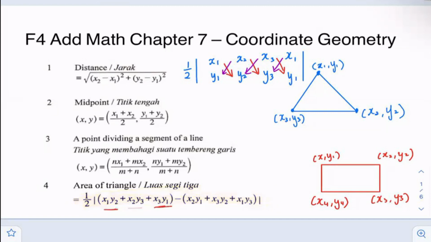So if I rewrite this equation, it will be 1 over 2 modulus of x1 y2 plus x2 y3 plus x3 y1 minus x2 y1 minus x3 y2 minus x1 y3. Then I close the modulus. So remember, from left to right is always addition, and from right to left is always subtraction.